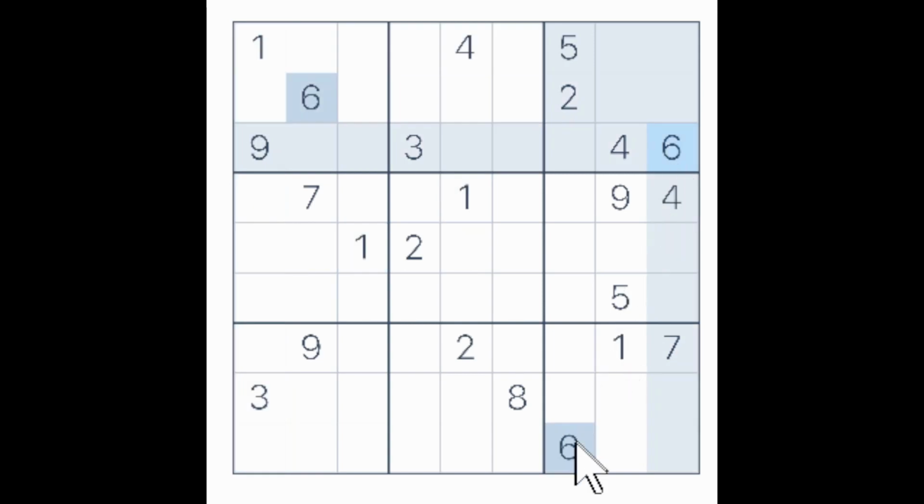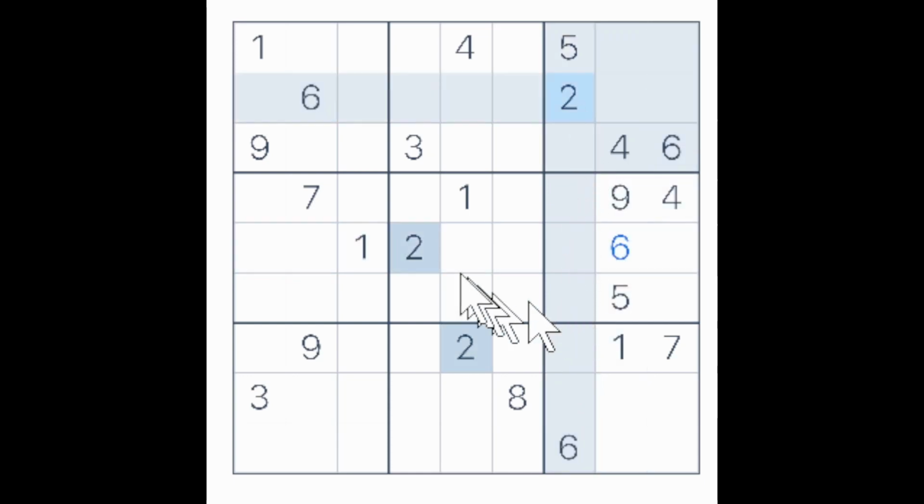There's a 6 here and here, and that would give me a 6 in this cell right here, right? And this 2 blocks these cells here. The 2 here blocks these 2 cells, and that means that this must be a 2.